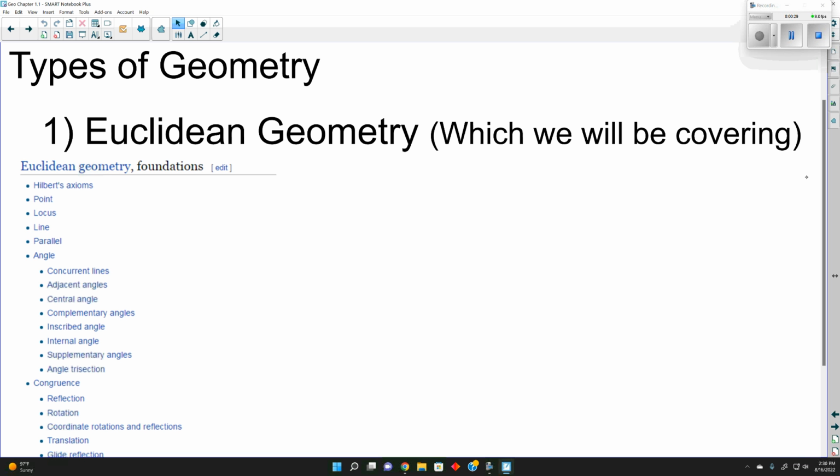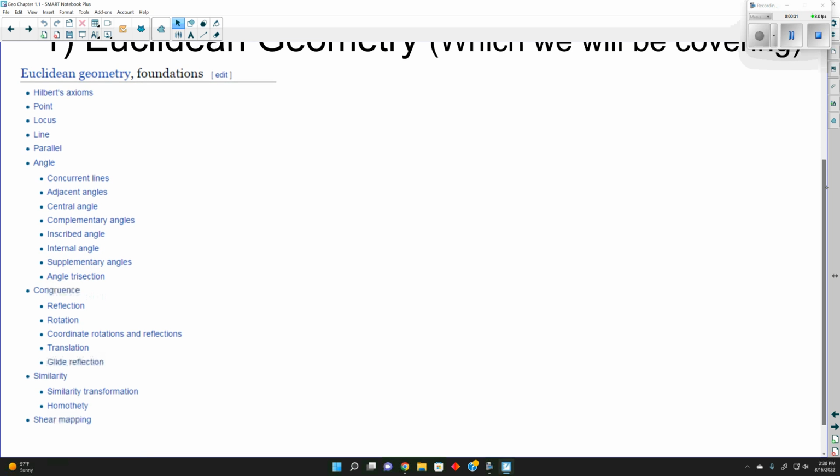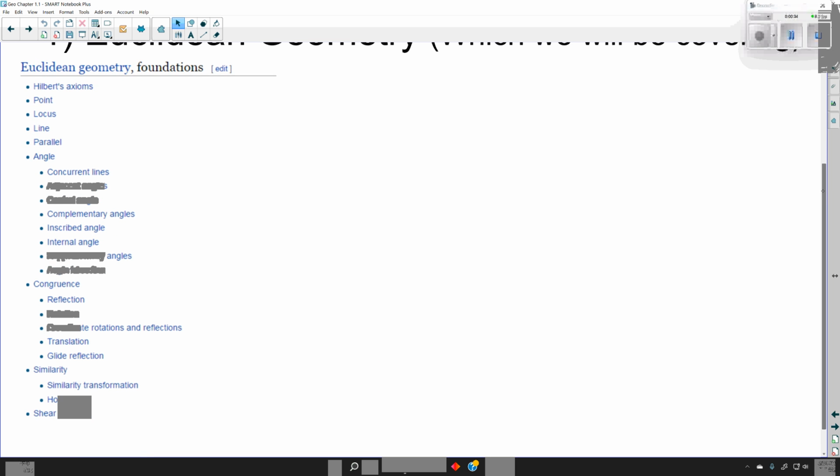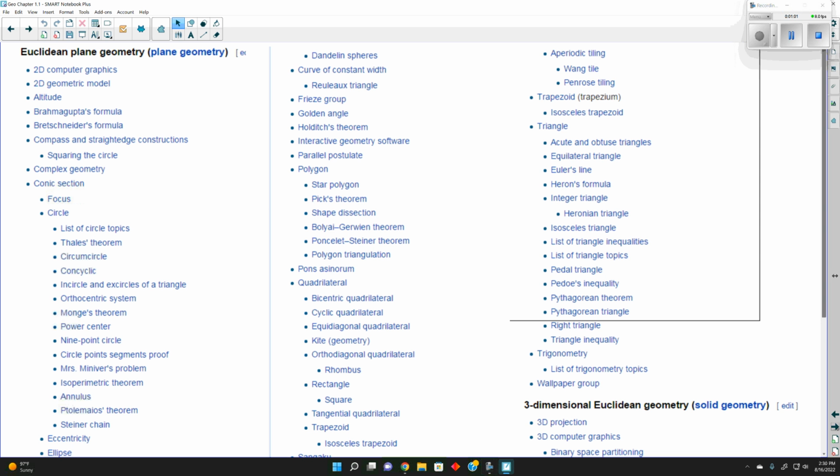So when we look at all the different types of Euclidean geometry, we have these here. Now, we're not going to be covering Hilbert's axioms, but we will cover points and lines, parallel lines, angles, congruency, some of this here. We won't be covering all of them because shear mapping we won't be covering. Some of the others we won't be covering, but we will be covering some of these. All right? I mean, not too bad, yes? All of these here are other types of Euclidean geometry.